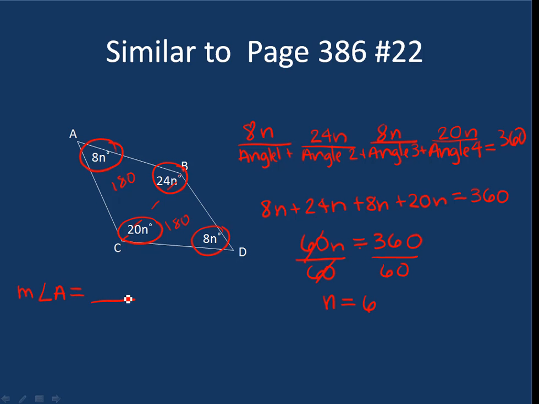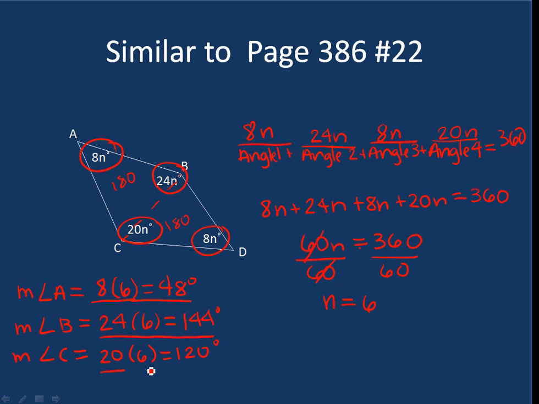So the measure of angle A is 8n, and we now know that n is 6, so you're going to substitute it in, and we get 48 degrees. So that would be the size of A. The measure of angle B would be 24 times 6, which would be 144. Measure of angle C would be 20 times 6, which is 120. And the measure of angle D would be 8 times 6 again, which is also 48. So that would be your answer for that problem.